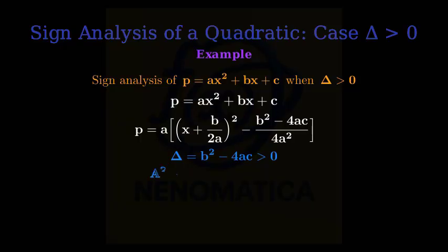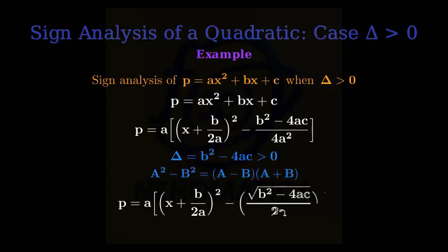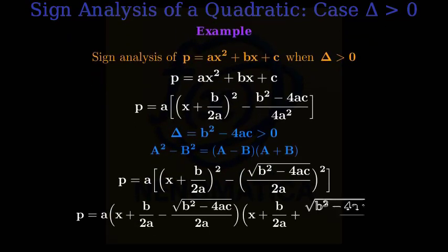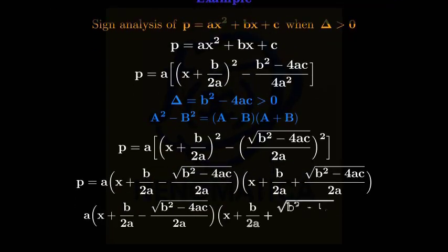Step 2. We recognize a difference of squares pattern. Rewrite the expression inside the brackets as a squared minus b squared, then factor as a minus b times a plus b. Step 3. Set p equal to 0 and solve for the two real roots, which occur because delta is positive. We obtain x1 and x2.